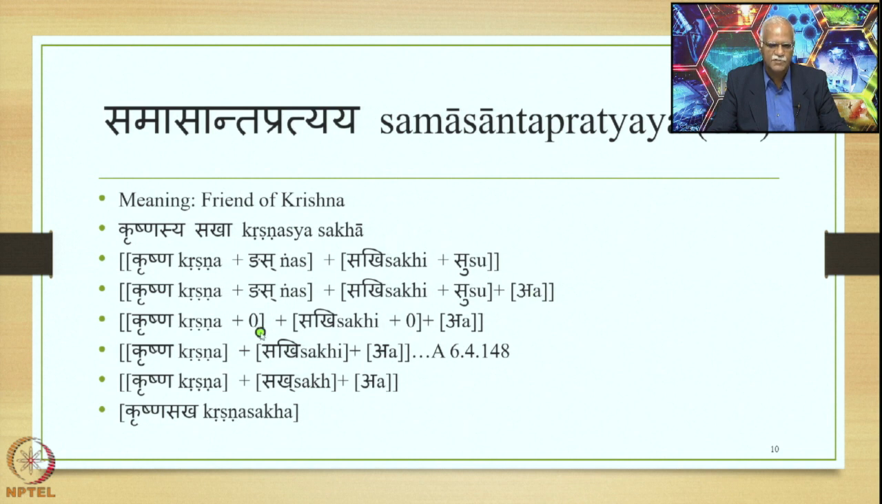Then we delete both the sups. We have Krishna plus Sakhi, and there are zero suffixes over here, plus A. Then this Sakhi has this I deleted, and we have Krishna plus Sakh plus A because of the application of 6.4.148, and finally we get the compound output in the form of Krishna Sakha. So Krishnasya Sakha is the input and Krishna Sakha as a Pratipadika is the output. So the word Sakhi ends in I, but now the compound Krishna Sakha ends in A. And accordingly, the inflectional morphology will take its own form.